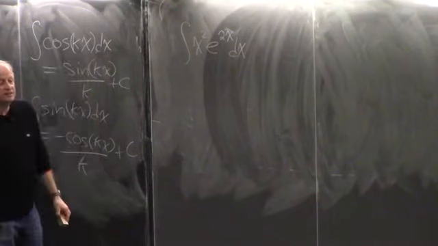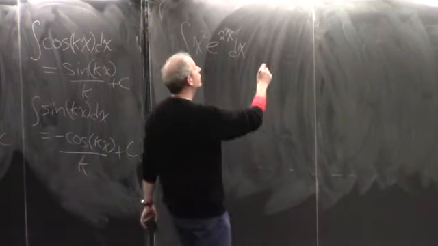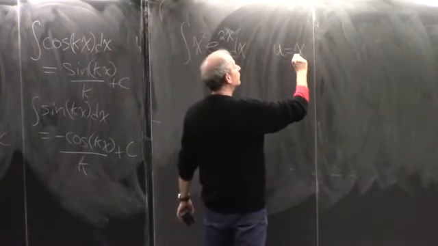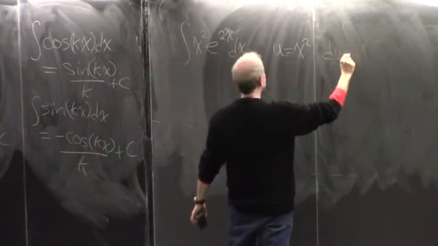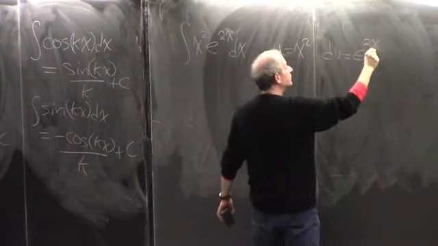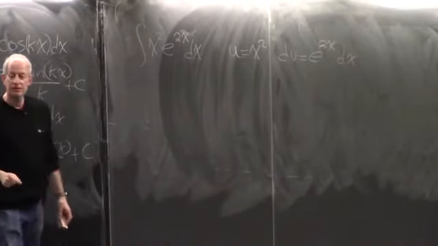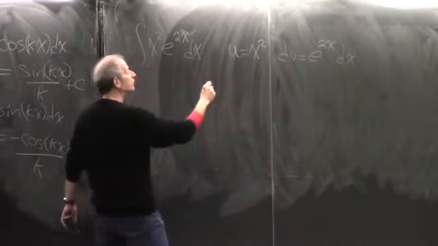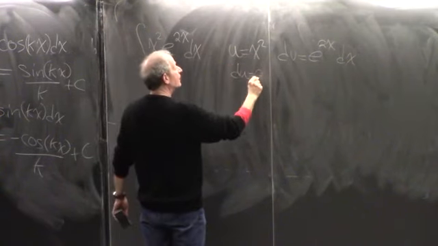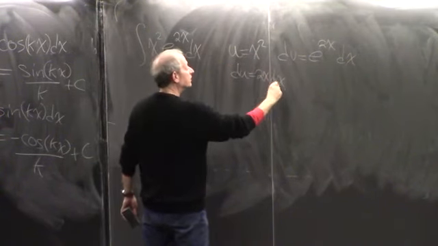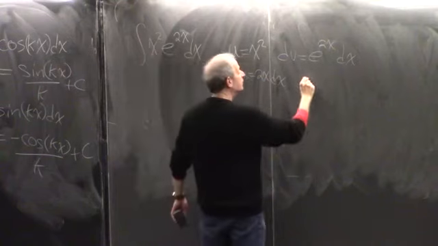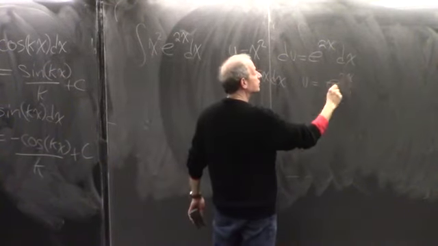So, let's let u equal x squared, and dv equals e to the 2x dx. Okay? Then du will equal 2x dx. V will equal e to the 2x over 2.